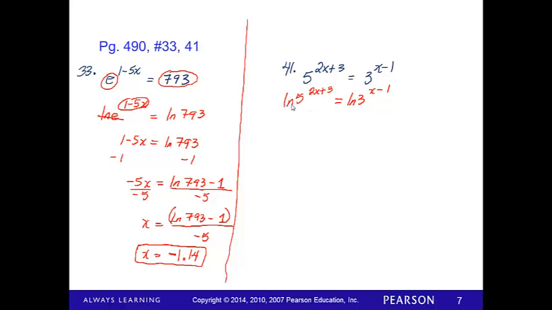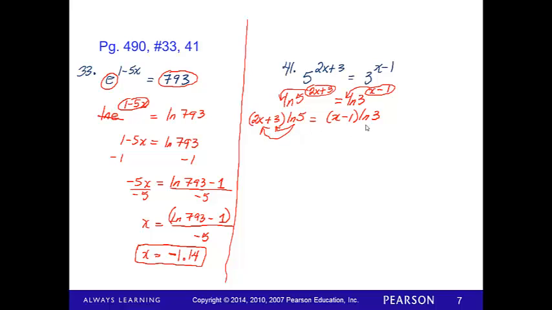Now, however, unlike before, the natural log and e cancel each other out. Well, the natural log of 5 isn't going to go anywhere, and the natural log of 3 isn't going anywhere. So instead, remember the rule that the exponent becomes the coefficient. So we're going to go ahead and do that. So now we have 2x plus 3 times the natural log of 5 equals x minus 1 times the natural log of 3. Notice that we're solving for x, but x is inside parentheses, which means we need to distribute.